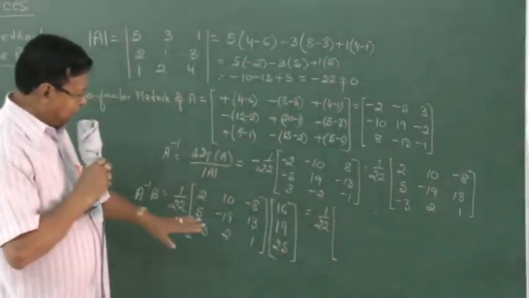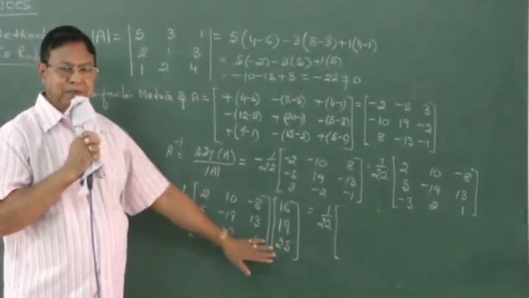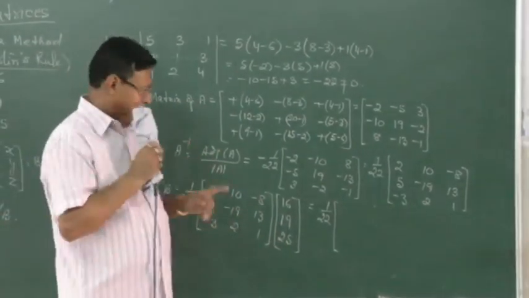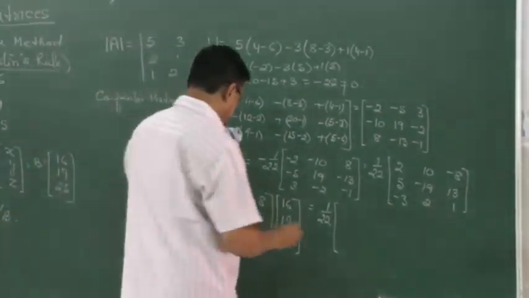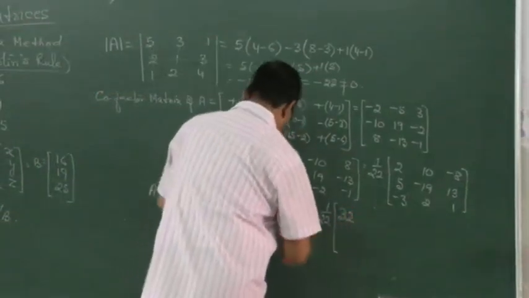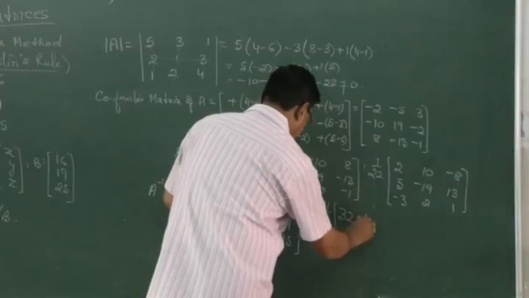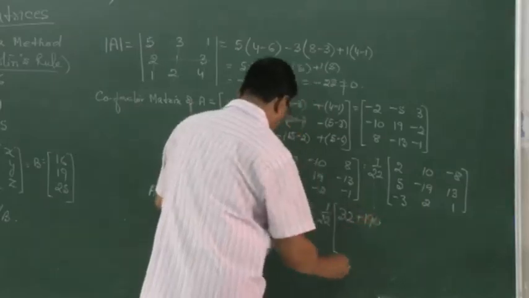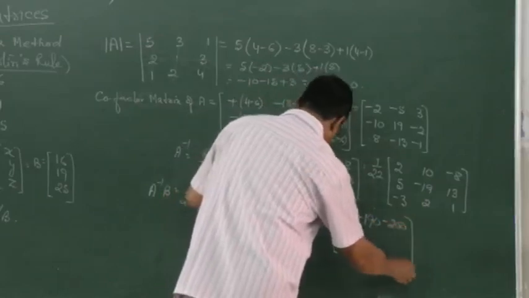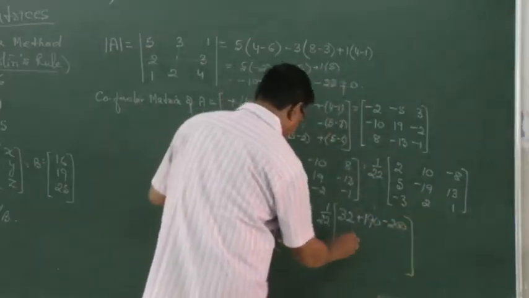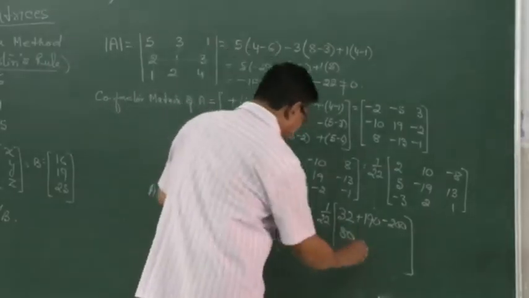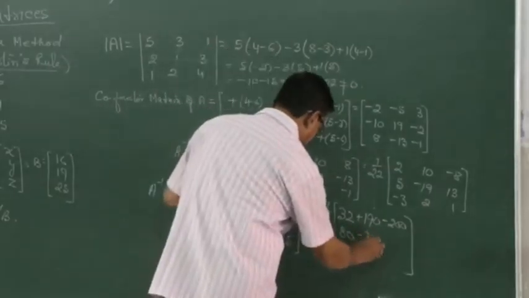Now when we multiply this matrix with this matrix, this has only one column. So the answer will have only one column. So multiplying 2 with 16, that's 32. 10 with 19, 190. And 8 with 25. Similarly here, 16 times 5 is 80. This is, I think, 381.